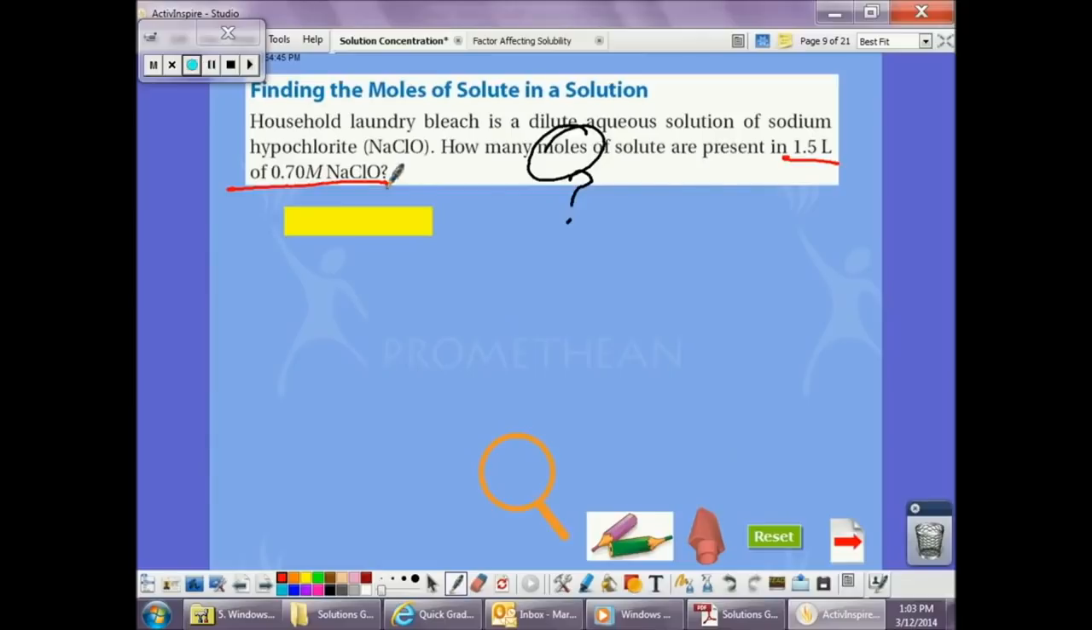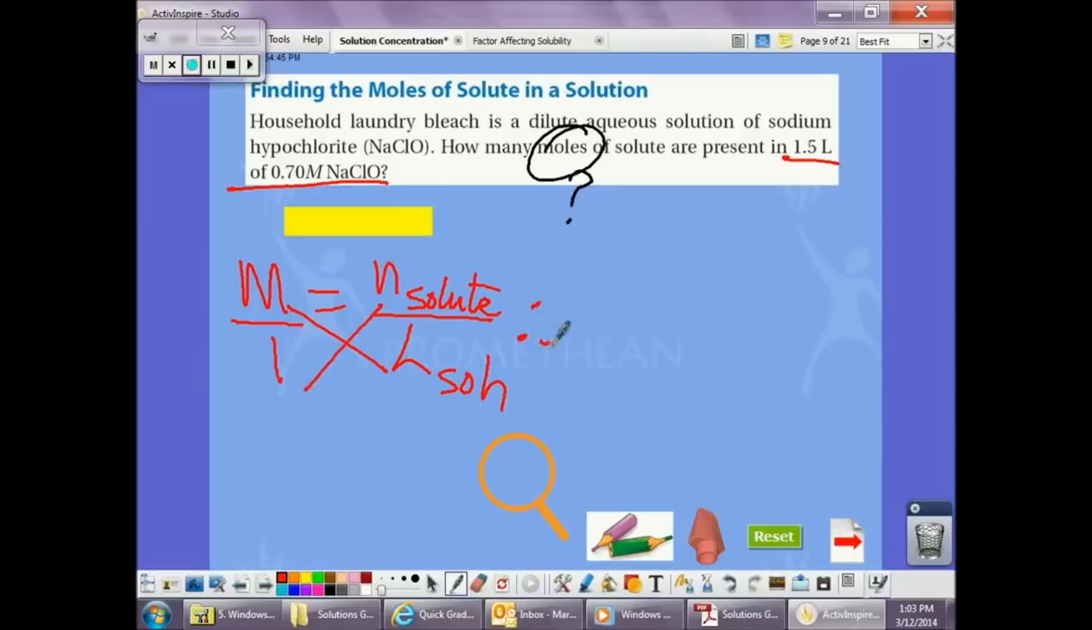Okay, so let me write down the standard formula. We know molarity equals moles of solute over liters of solution. But they ask me for moles. So if I cross multiply, moles of solute equals molarity times liter. Moles of solute equals molarity times liter.